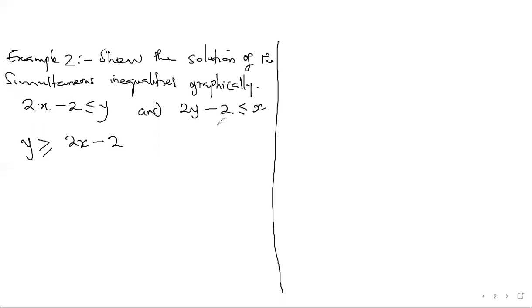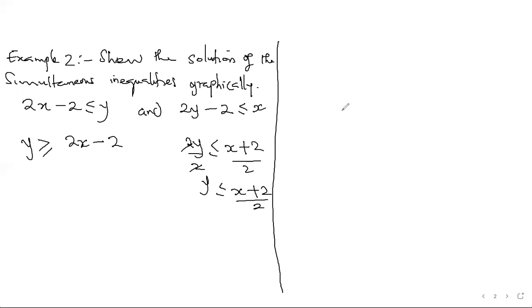Then for the other part, if I want to write y on the left alone, that is, I want to make y the subject, then I will have 2y less than or equal to x plus 2. Then if I divide both sides by 2, then I will have y less than or equal to x plus 2 over 2. Now, I know the appropriate sign.